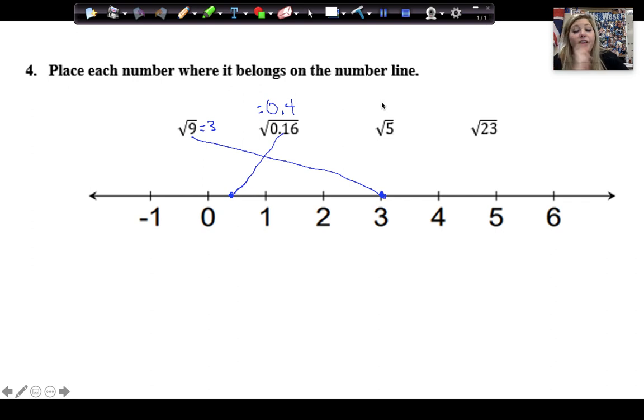So the square root of 5. The square root of 4 we know is 2. So the square root of 5 is just over 2. And the square root of 23 is just under the square root of 25, which is 5. So it's going to be just under 5. Okay?